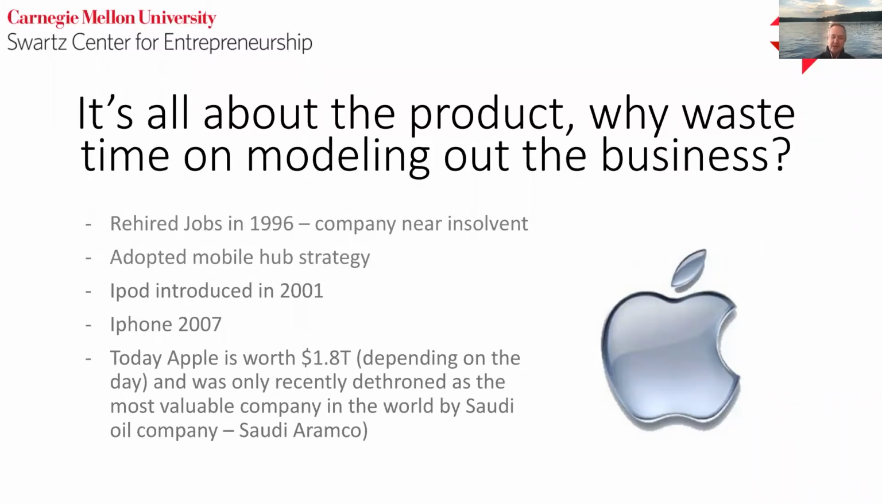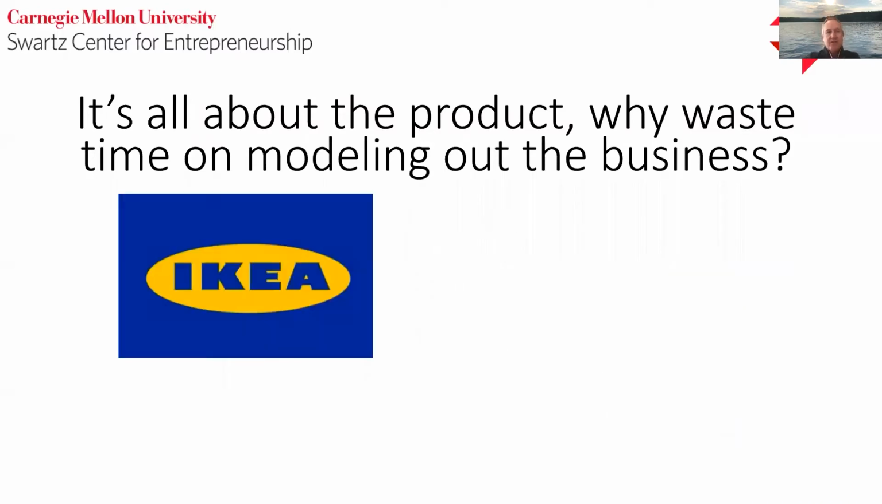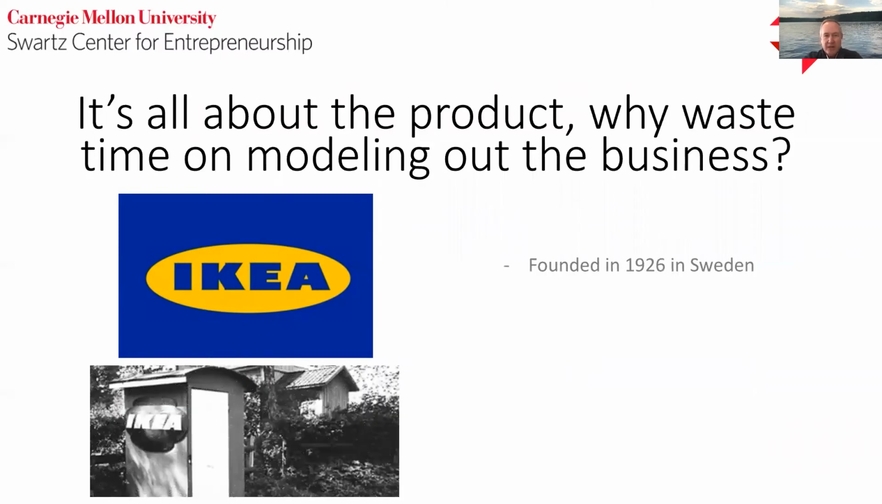Again, it's a combination of product and business model. Now, it also doesn't have to all be technology, right? So let's think about IKEA. So IKEA is a leader in the furniture business, right? What you may or may not know is that IKEA is actually quite an old company. It was founded in Sweden in 1926 and did very specific types of furniture.